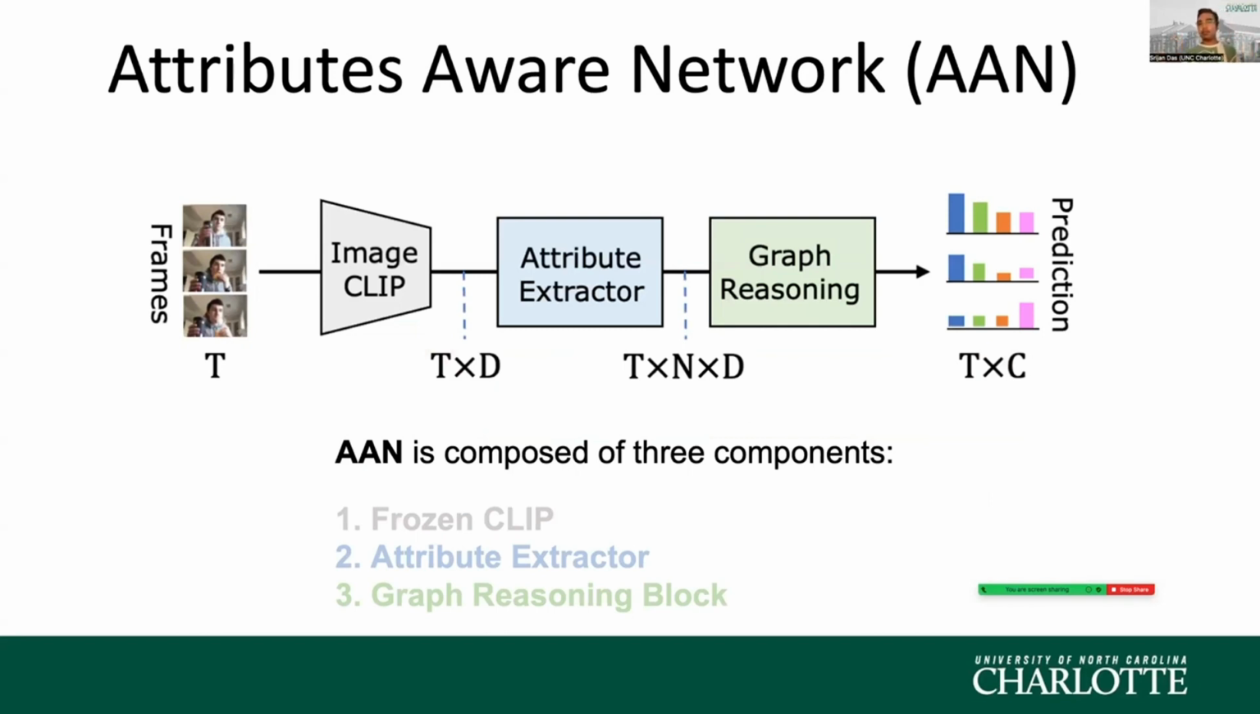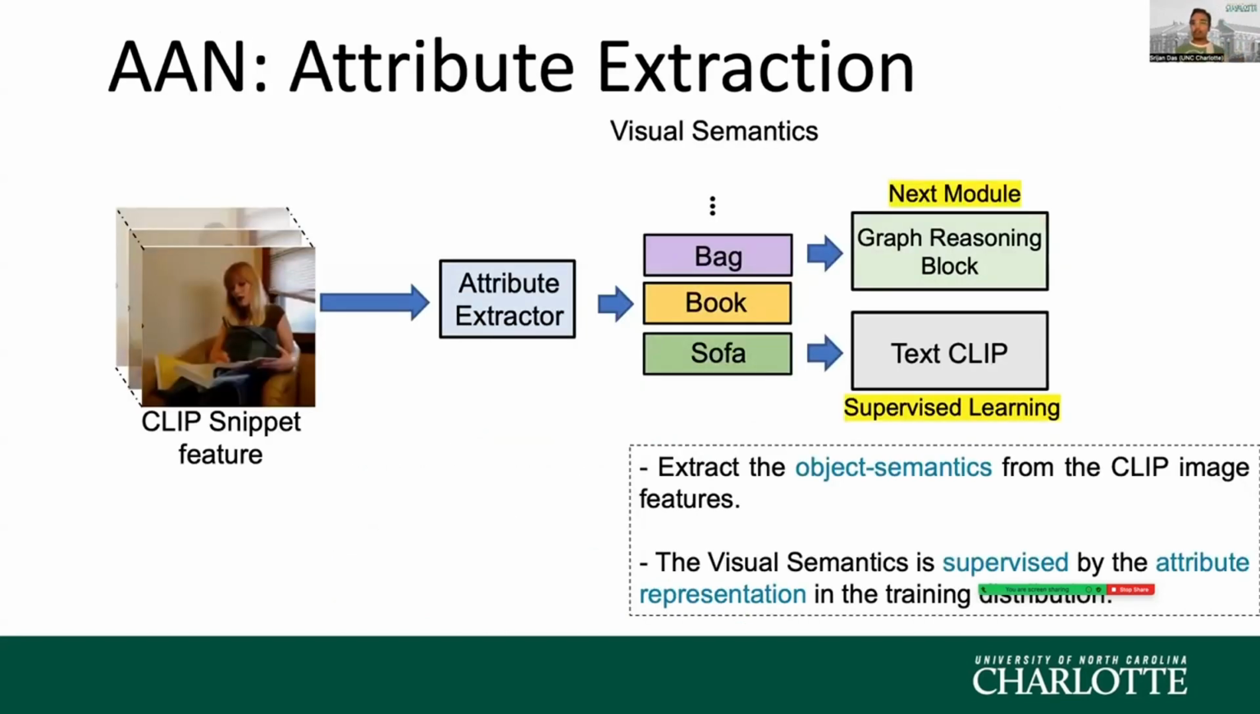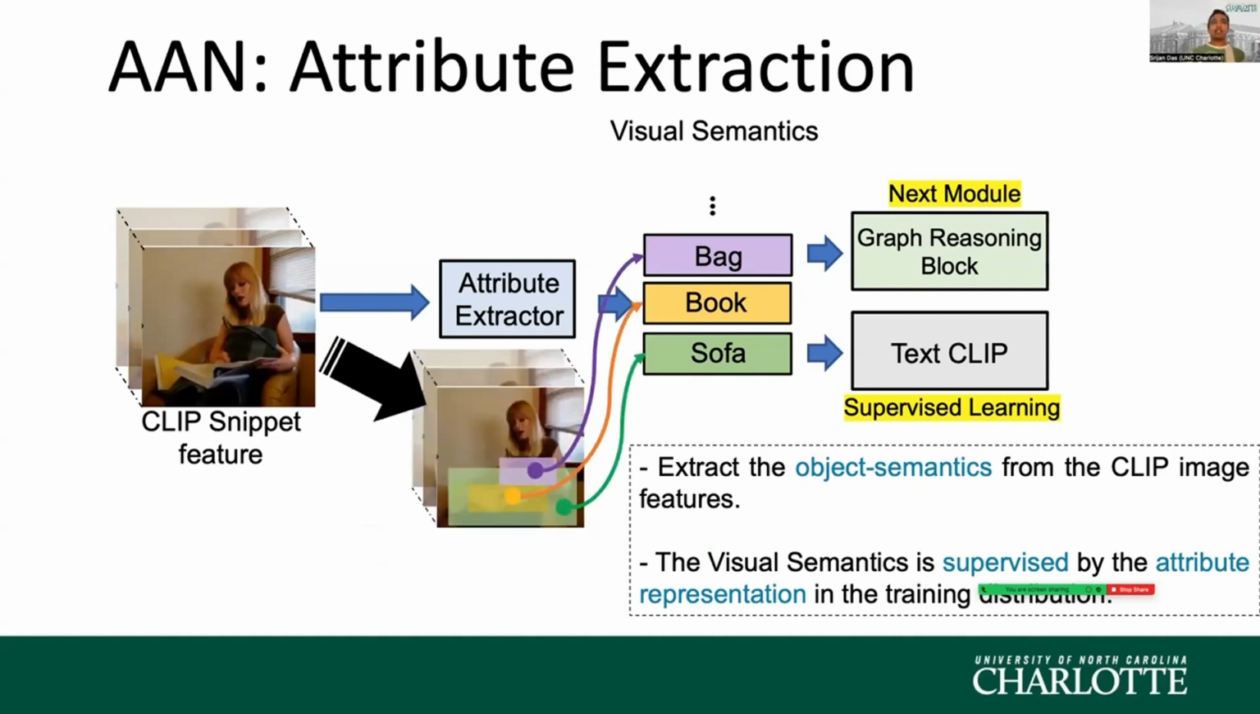It is mainly composed of 3 components, where we have the frozen CLIP to extract the features. Then we have attribute extractor and graph reasoning block. So what is attribute extraction doing? We have a CLIP encoder which extracts the frame level features. But from these features, we want to get the different object semantics present in the scene. For example, if bag, book, sofa, these are present in the scene, the attribute extractor should be able to disentangle this information from the unified representation we obtain from the CLIP feature.